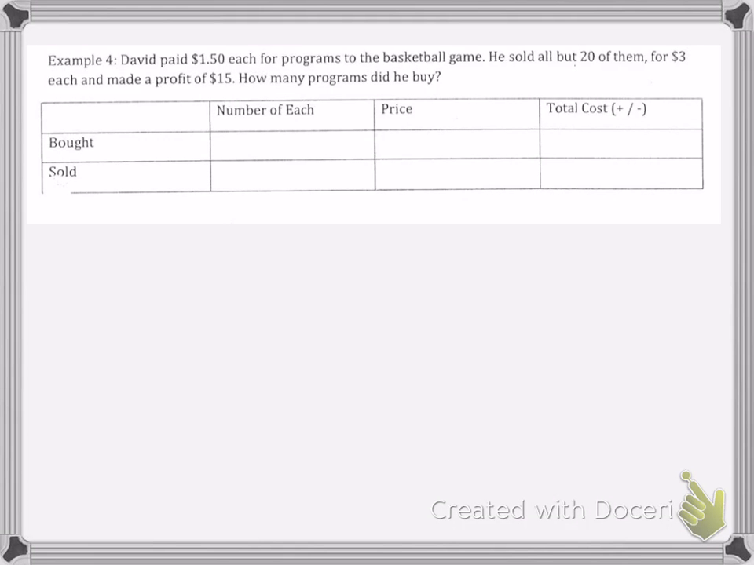So we know he bought a total of 20. We want to know how many he bought, so let's make X the number of programs that he bought. And that means that to set up sold, we are going to take the total he bought minus 20 because we're told that he sold all but 20 of them.